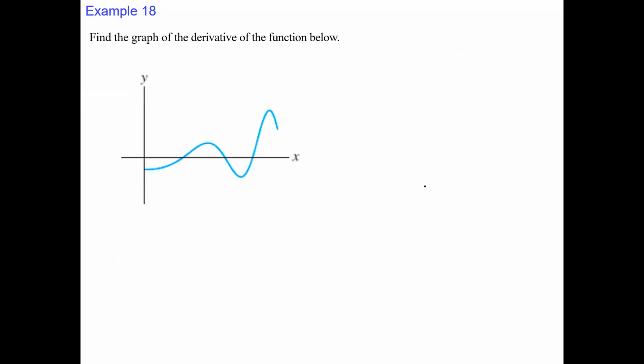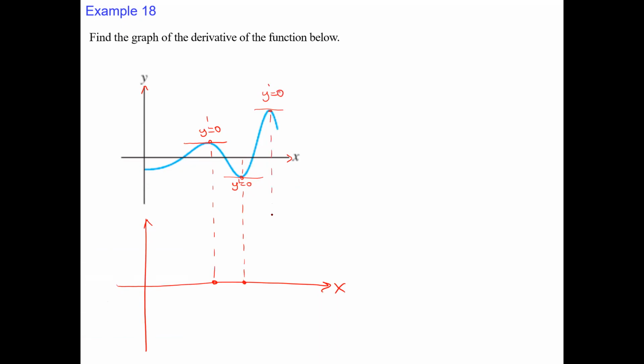Okay, find the graph of the derivative for the function below. And the function looks like this. Yeah, let's try to draw it. We have some tools, of course, the slope of the tangent. Okay, we will start with this. Horizontal, derivative is 0, then we will have an x-intercept. Derivative is 0 because horizontal, we will have an x-intercept. And derivative is 0 here. Slope is 0, of course.